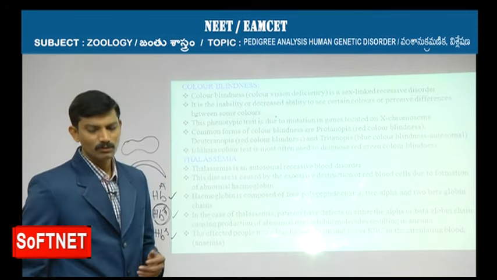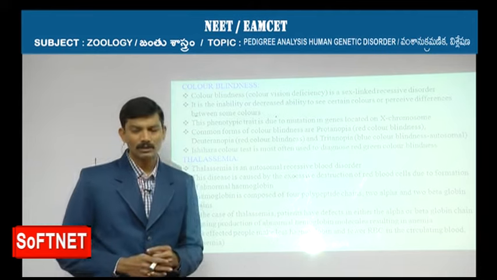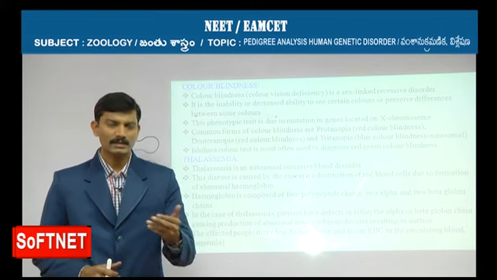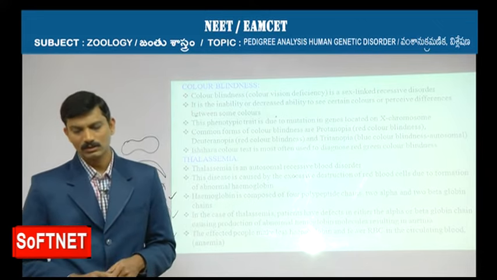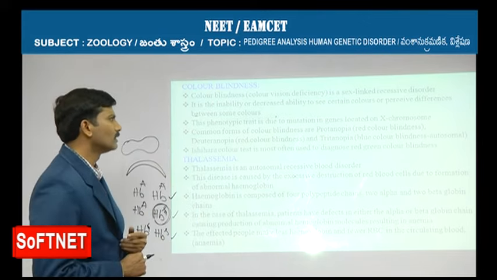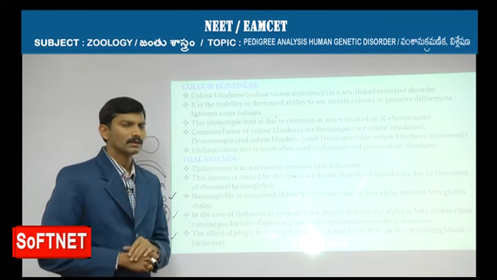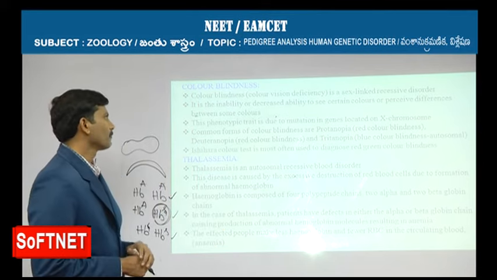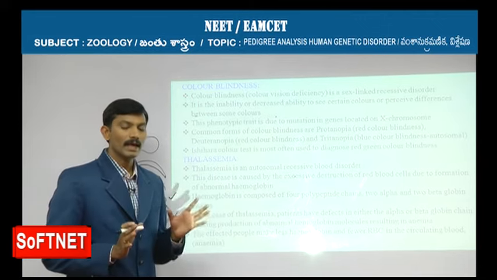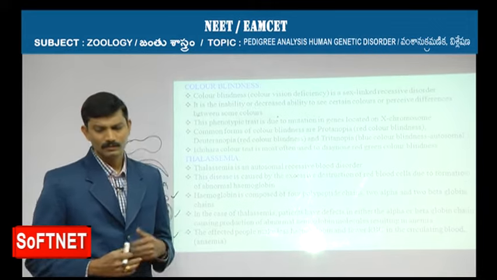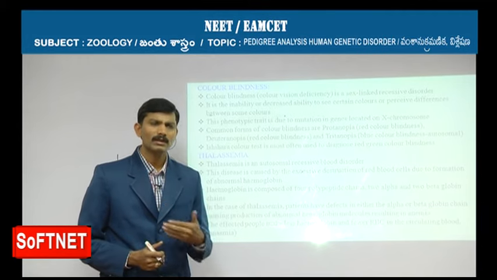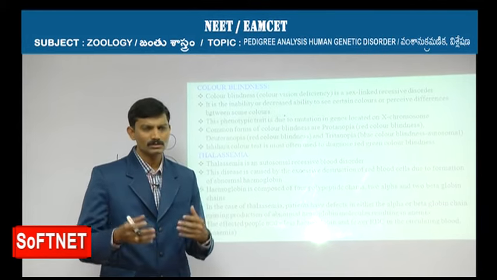And let's move on to another one, color blindness. Color blindness is a color vision deficiency, and it is also an example of an X-linked recessive disorder. It is an inability or decreased ability to see certain colors, or at least an inability to perceive the differences between different colors. This phenotypic trait is due to a mutation in genes that are located on the X chromosome. The common forms of color blindness are classified based on the kind of color you are unable to distinguish.